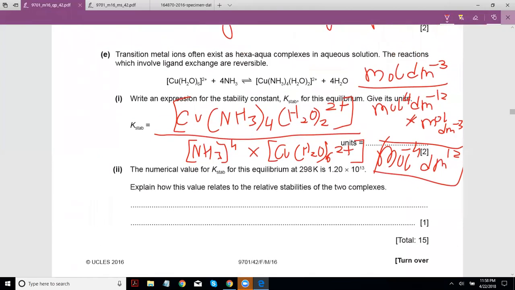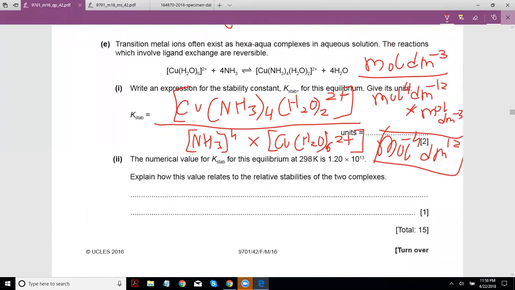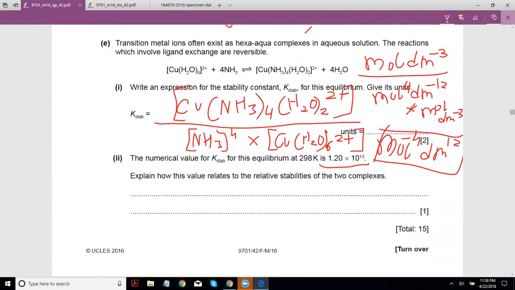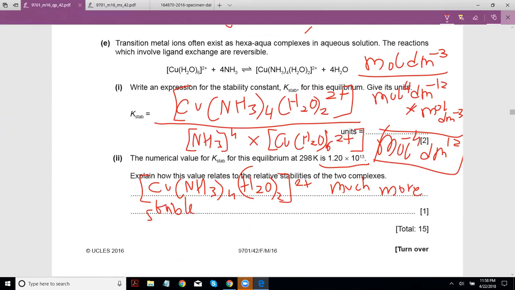So yeah, basically if it's just larger than 1 it works, but you have your NH4 as well, NH3 as well, but it's a huge value indicating that your numerator has a very, very large value. I don't want to write all of this again, but this complex here is much more stable than this one.